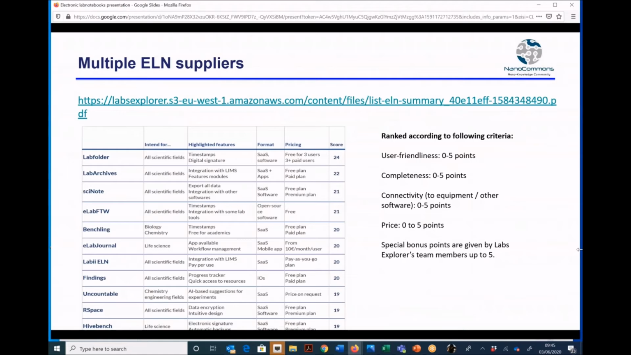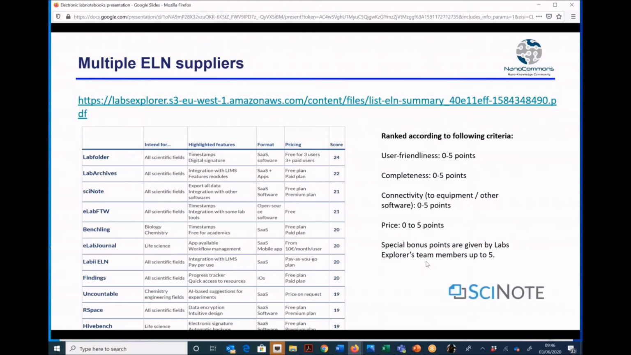So in terms then of the electronic lab notebooks themselves, there are multiple suppliers of these computer programs. I came across this link, which you can have a look at, which was at the end of last year, an analysis of all of the different available electronic lab notebooks, and they were ranked by Labs Explorer according to criteria of user friendliness, completeness, connectivity, so connecting to equipment and to other software, to price, and then to some special bonuses if they had features that the Lab Explorers people really liked.